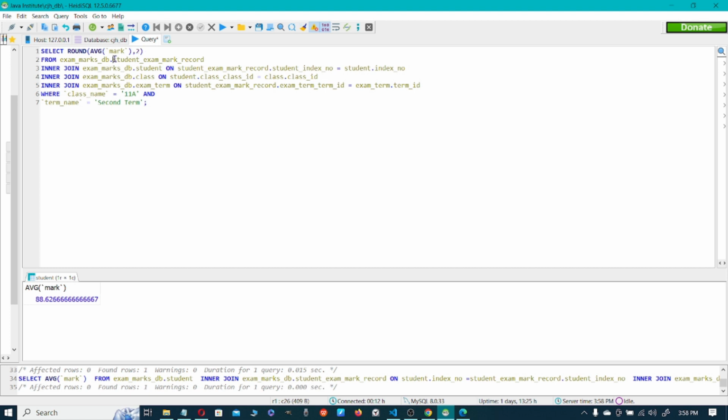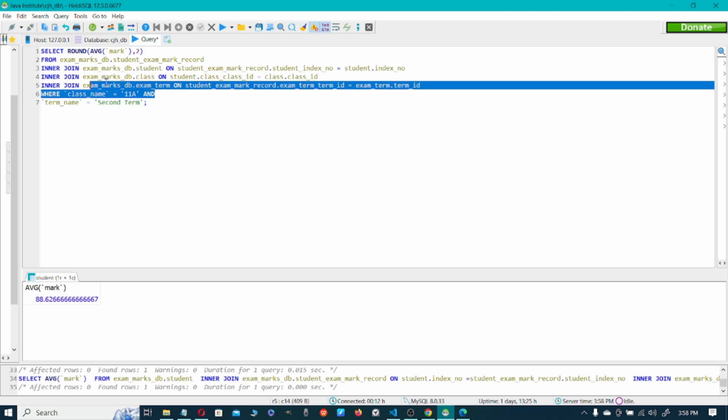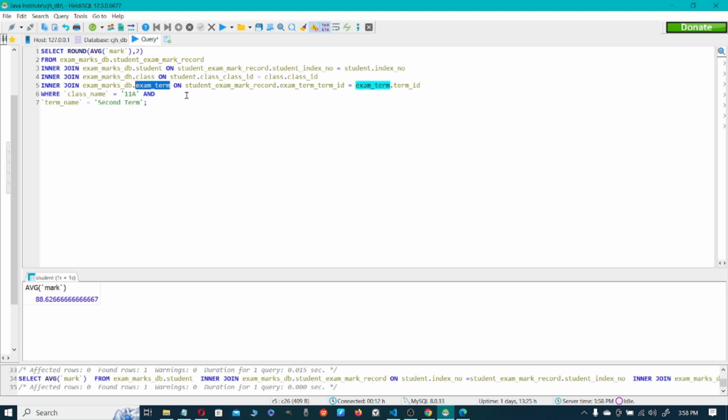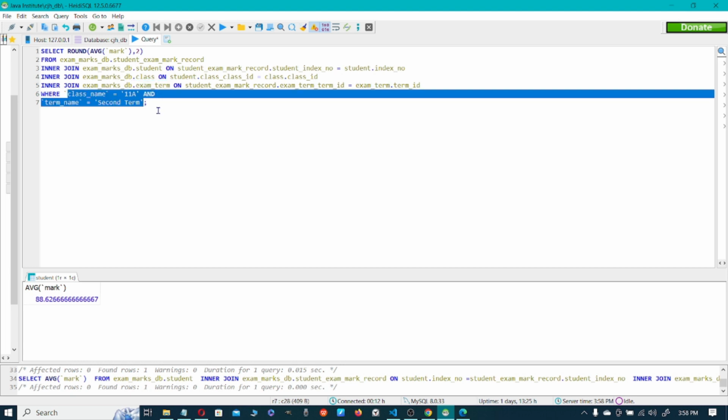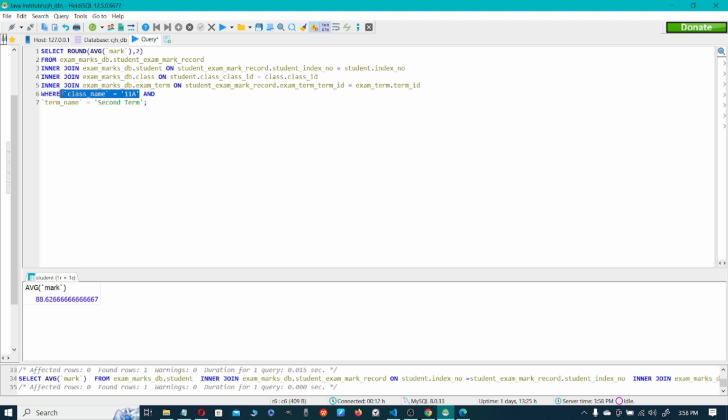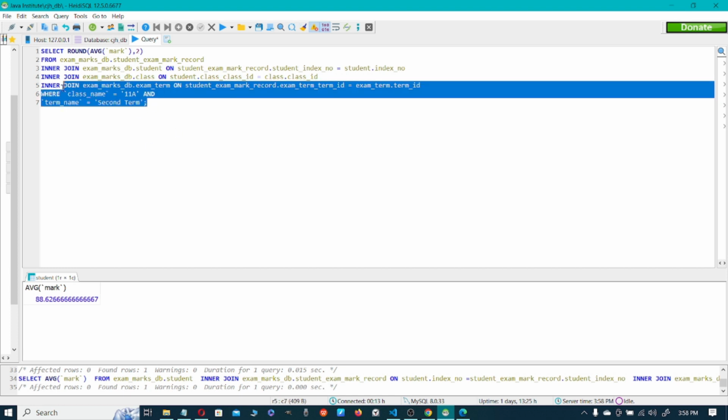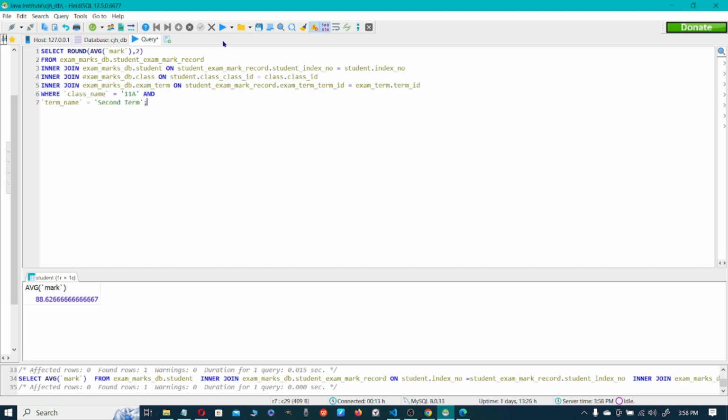Furthermore, we have inner joined the student exam mark report table, the subject table, then the class table, and lastly the exam term table, and as you can see, we have mentioned our class name as 8 as well as the exam term name as second term in terms of our condition. Let's execute it as well. So you can see the answer is 76.52.